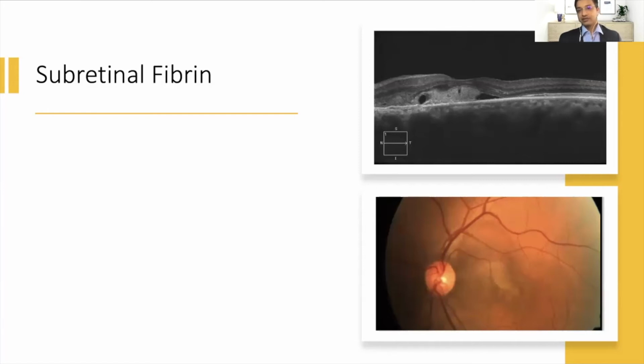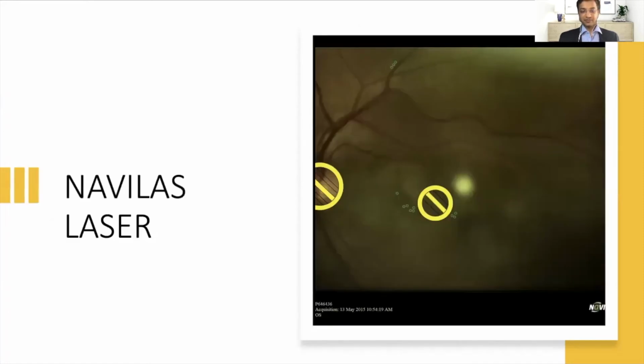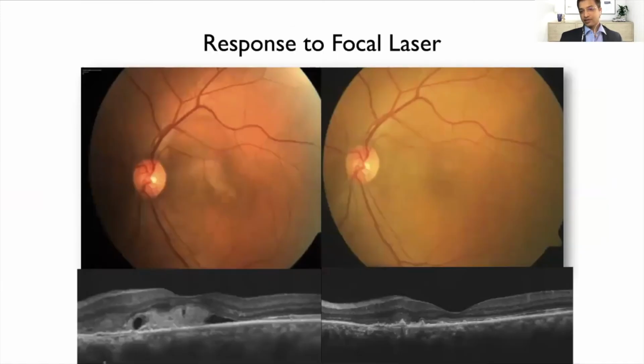You can see the pigment epithelium is relatively intact, and there is a lot of subretinal hyperreflectivity, which could be due to fibrin deposition. And when we did the fluorescein in this patient, it showed a typical CSR leak. So it's important to not forget the role of fluorescein angiography even now at this time when we have OCT angiography. We did navigated laser in this patient to the leak, and without any further injections, the fibrin material resolved. You can see the pre-laser and post-laser OCT, quite a dramatic difference.